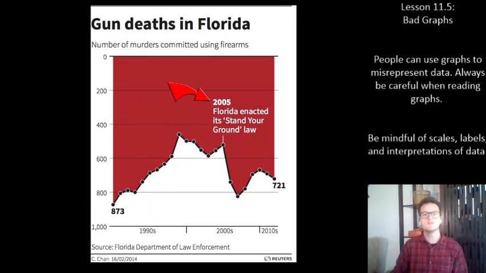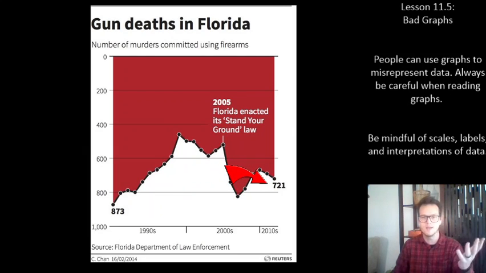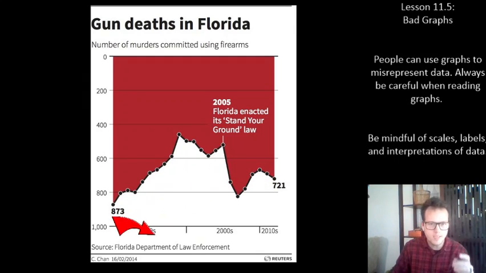And then in 2005, they enacted the Stand Your Ground law. And then it looks like all the murders with guns went down. And then it kind of went up again, and now it's at 721 in the 2010s, whenever this graph was made. It looks like in 2014, if you look here at the bottom, February 16, 2014.